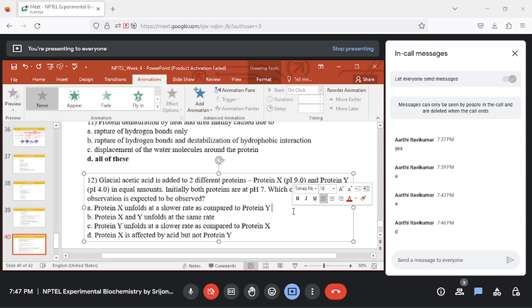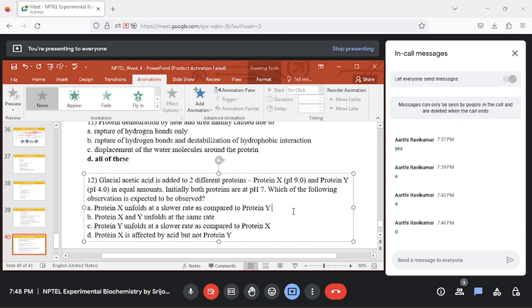Okay. The next question says glacial acetic acid is added to two different proteins, protein X of pI 9 and protein Y of pI 4, in equal amounts. Initially, both the proteins are at pH 7. Which of the following observations is expected? For those who have not been present in my previous lectures, I'm just telling you that at lower pH the amino acids tend to get protonated, and this affects the structure of the protein to some extent.